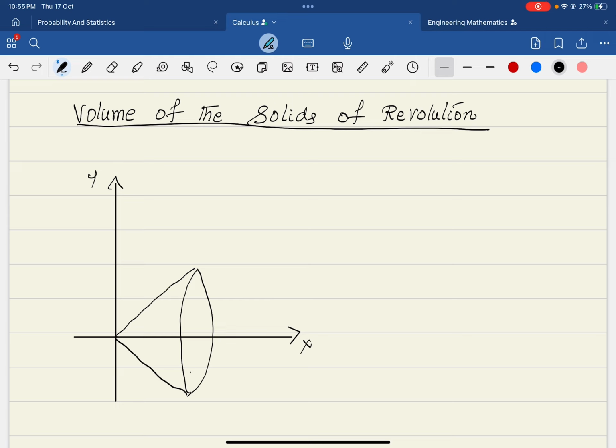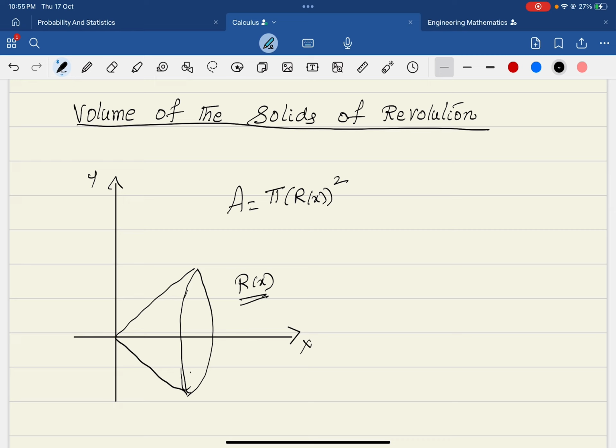So what is the radius? The disk is being generated, right? Let us consider the radius of the disk to be r of x. Then what can you say about the area of the disk? It's in circular shape, so the area of the disk is pi r squared, that is pi times r of x the whole square.